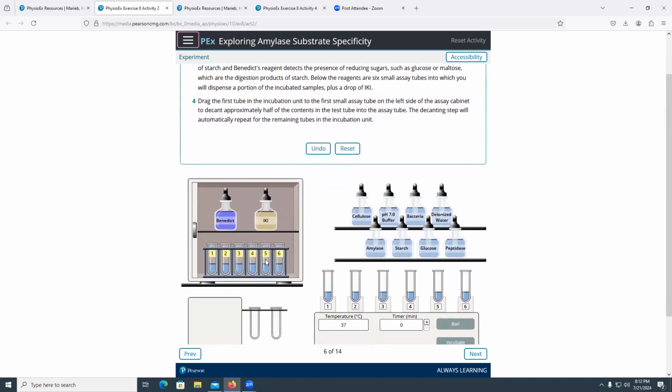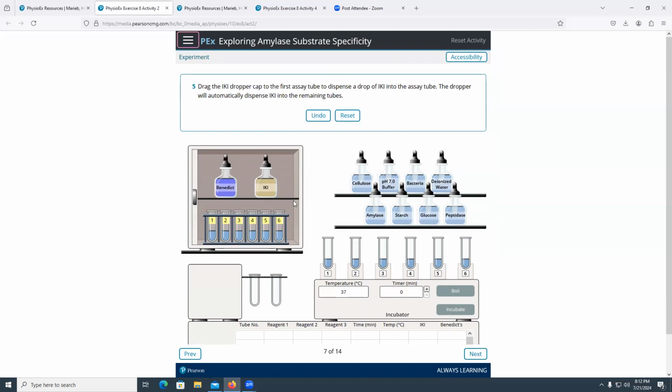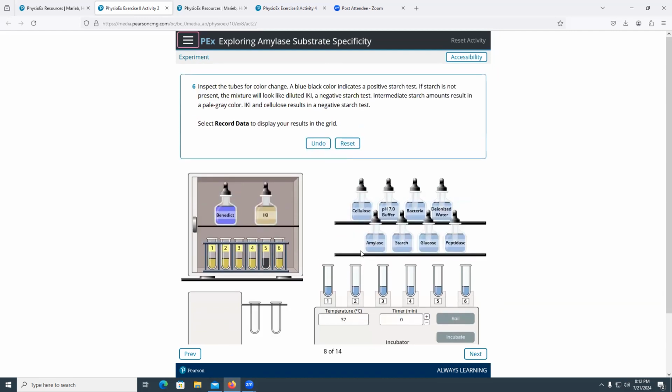Okay, so we put a little bit of our solutions in this incubator, and then we're going to run both the Benedict on this side and IKI on the other side. Drag the IKI to the first. So now let's put IKI. Now let's notice how the color will change. Next, now inspect the tubes for color change.